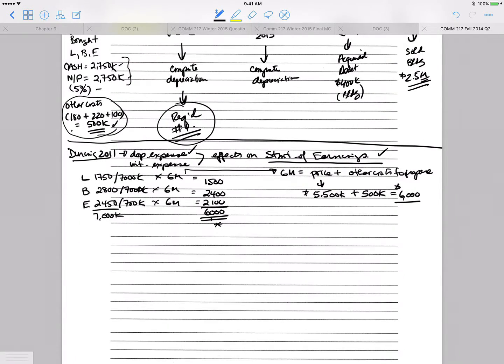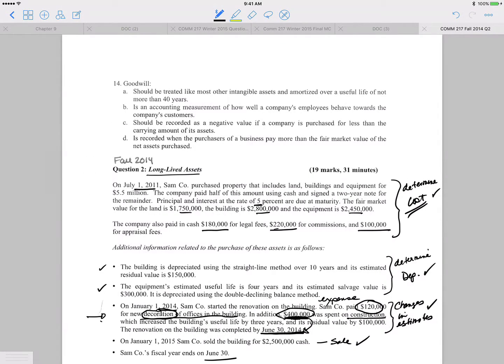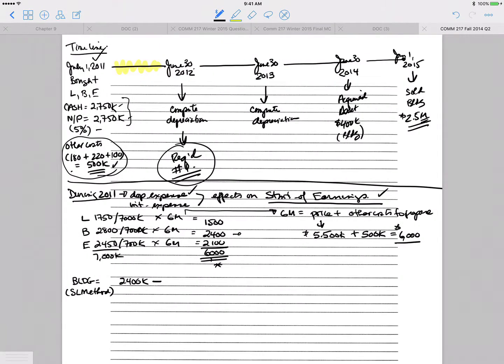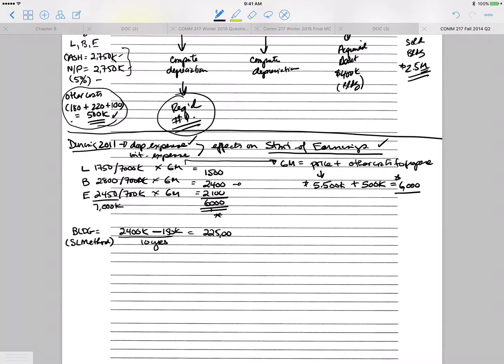So let's compute the depreciation for the building. For the building, they're using the straight line method, and we all know that is cost minus residual value over useful life. So the cost initially is $2,400 minus the residual value, which we're told is $150,000, and 10 years useful life. So $150K over 10 years. That gives me $225,000 per year.